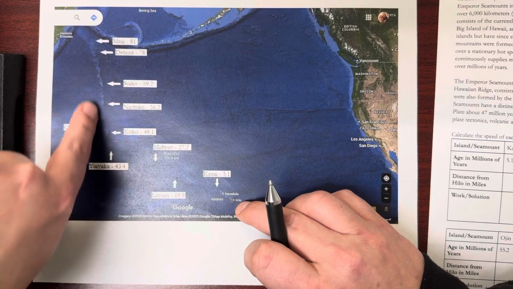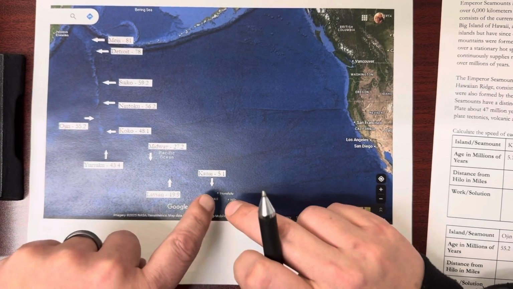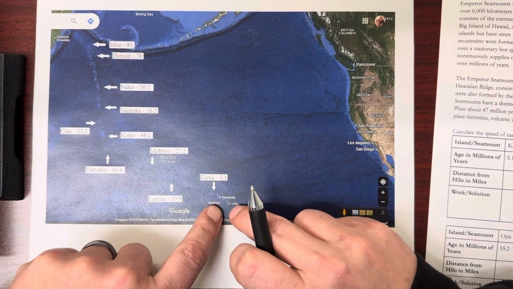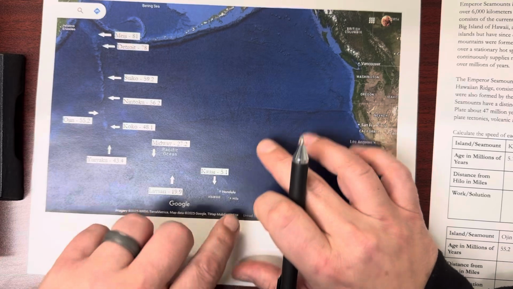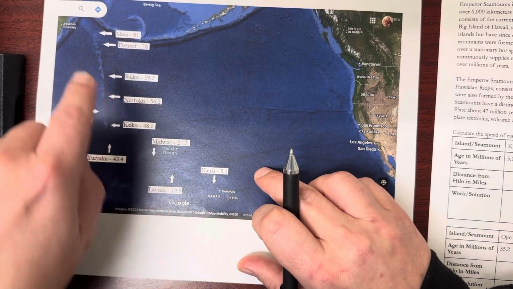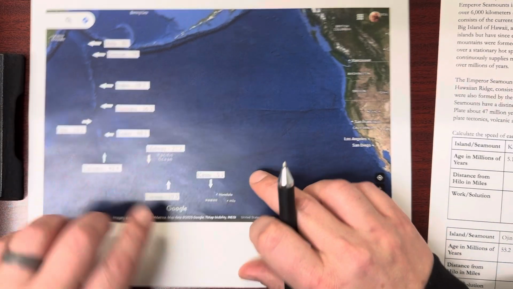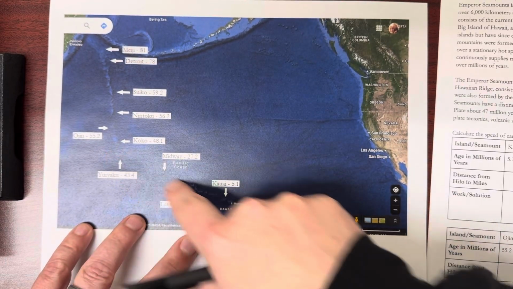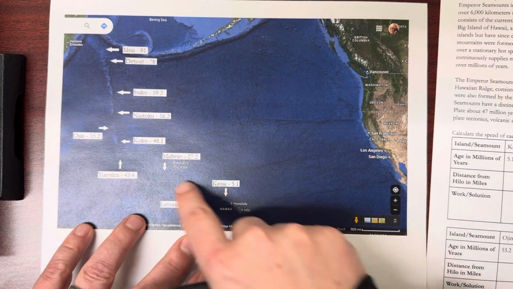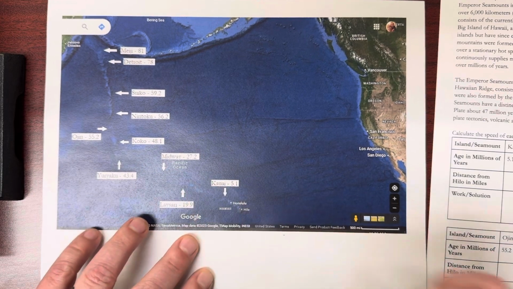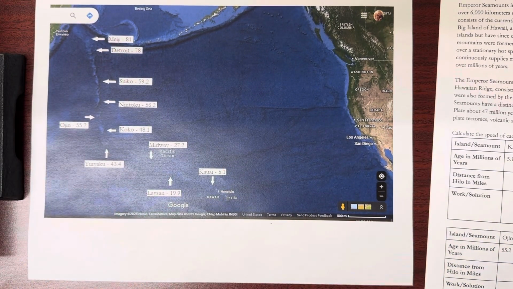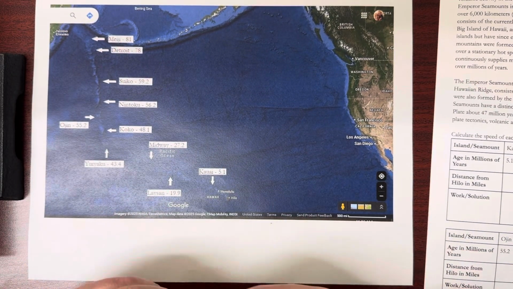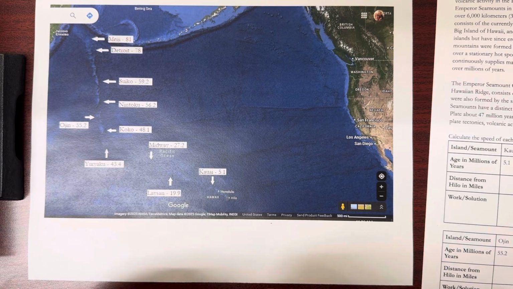So at one point, all of these places were over this same spot, but we can see that the plate moved and it even changed direction. So for a while, it was running in this kind of north-south direction. And then more recently, it's running in this east-west orientation. Okay. But what we're doing here is we're just practicing calculating speeds.